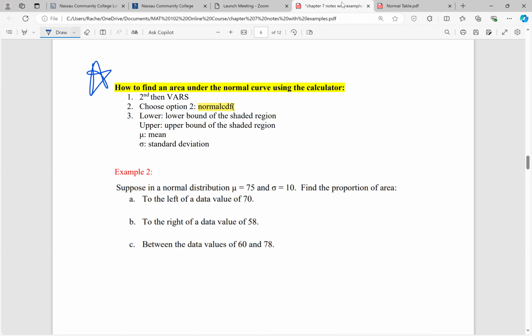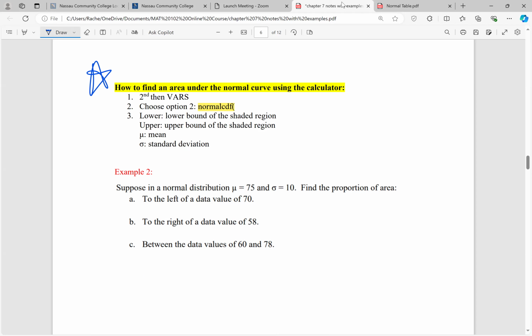Now the calculator is going to prompt you for 4 things. And this is what I want to practice before we get into an actual example. How do we know where the lower, the upper, the mean, and the standard deviation is? So these are the 4 parameters that the calculator is going to need when we want to find a proportion of area under the normal curve. We need to enter lower first, which is the lower bound of the shaded region, upper, which is the upper bound of the shaded region, and then the mean and the standard deviation.